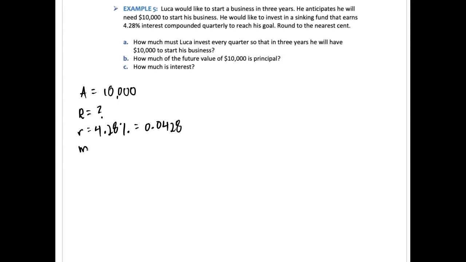The number of compounds per year is 4. Notice this is different from the previous examples in these videos. And the total number of compounds is 4 compounds per year times the 3 years Luca is investing for. So there's 12 compounds total.